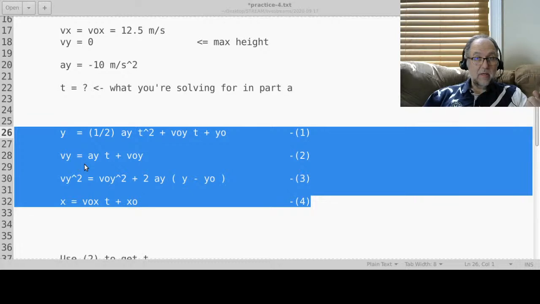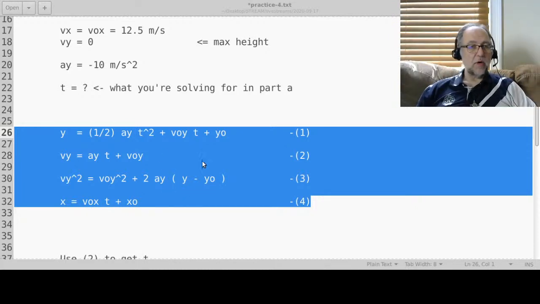Number 2 is vy as a function of time. Number 3 is actually equations 1 and 2 with the time eliminated. And number 4 is the only equation that talks about horizontal motion. So 1, 2, and 3 are about vertical motion, and equation number 4 is the horizontal motion. So you take a look and you say, well, I'm solving for time, so immediately equation number 3 is out because it's got no time in it. You can't solve for time if the equation doesn't have time in it. You might look at number 4 because it's pretty easy, but you don't have enough information because you don't know what x is, and you don't know what t is. So there are 2 unknowns in number 4, and so that's no good.